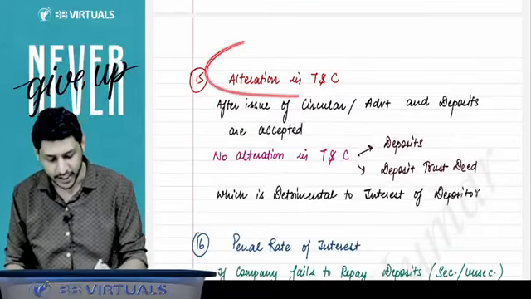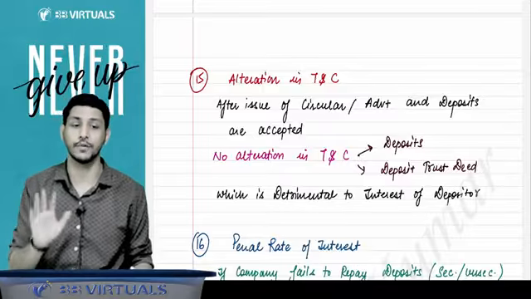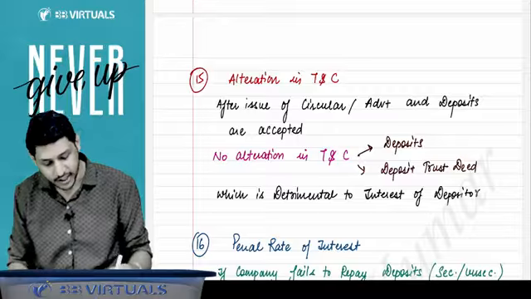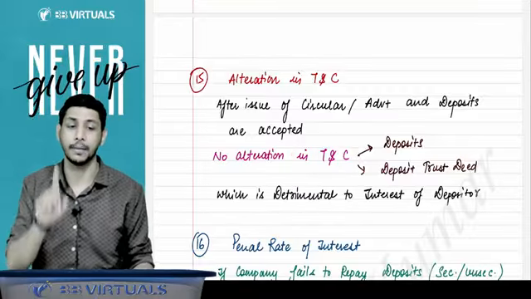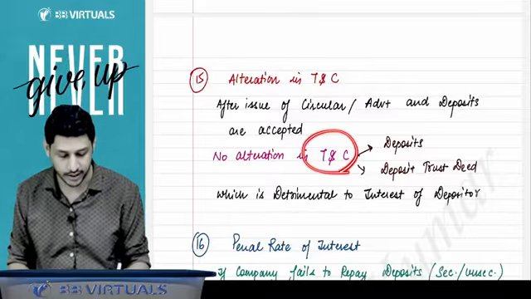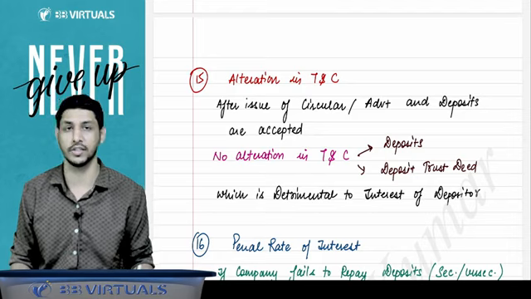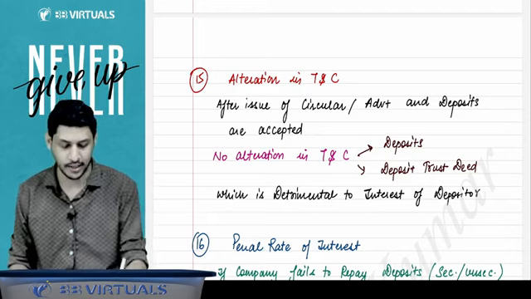Then the next point is alteration in the terms and conditions. After the issue of the circular and once deposits are accepted, alteration can be done in the terms and conditions, but make sure that the terms and conditions are altered in a manner which is not detrimental to the interest of the depositor. Sir, you have written no alteration.